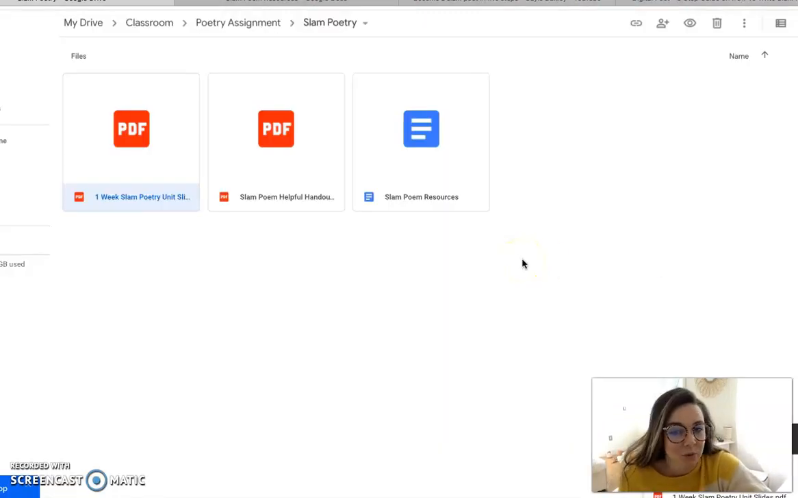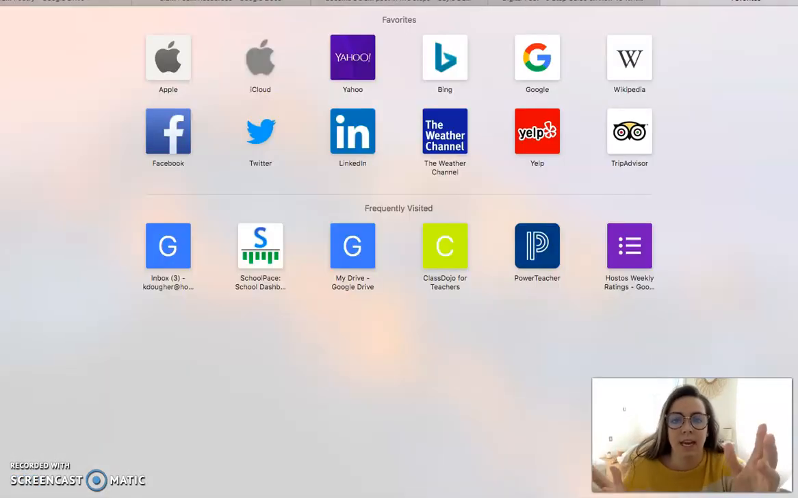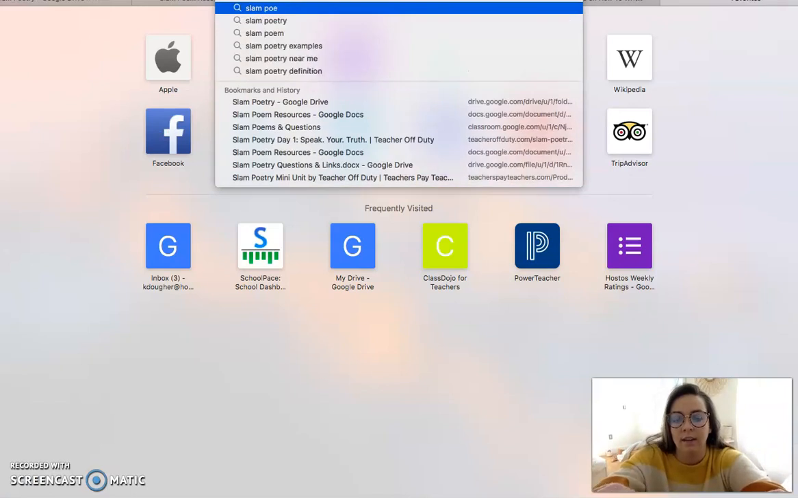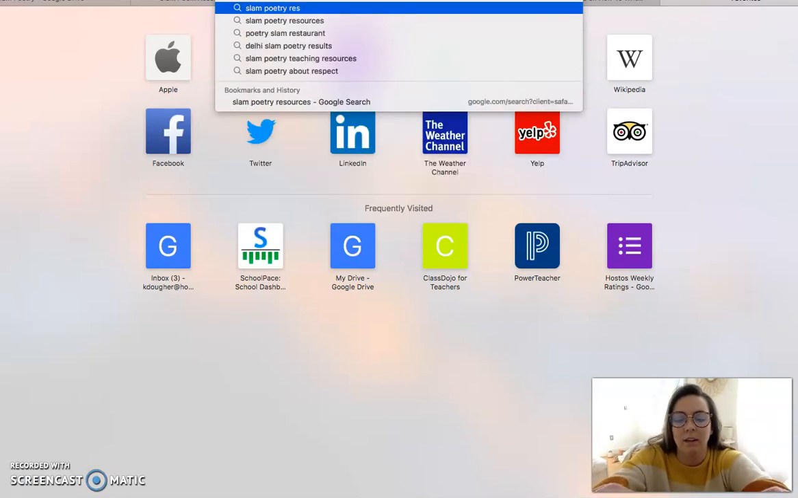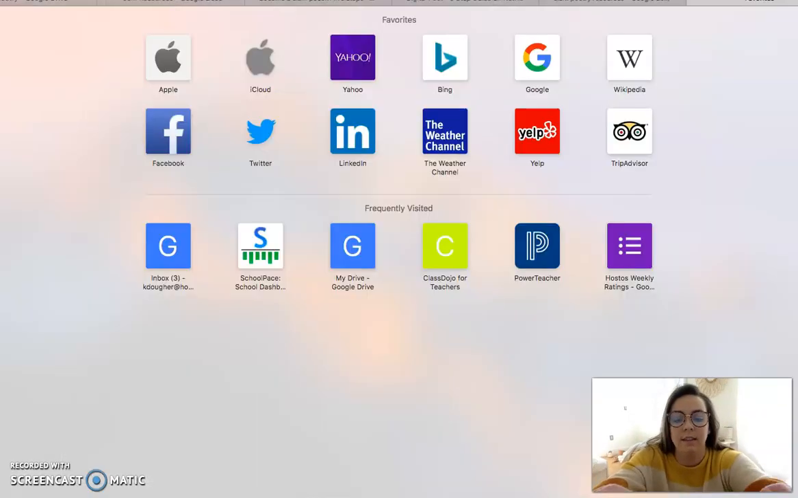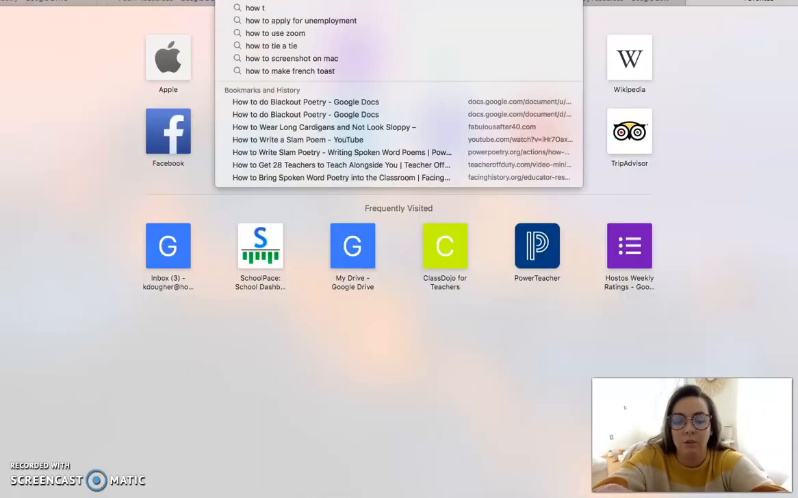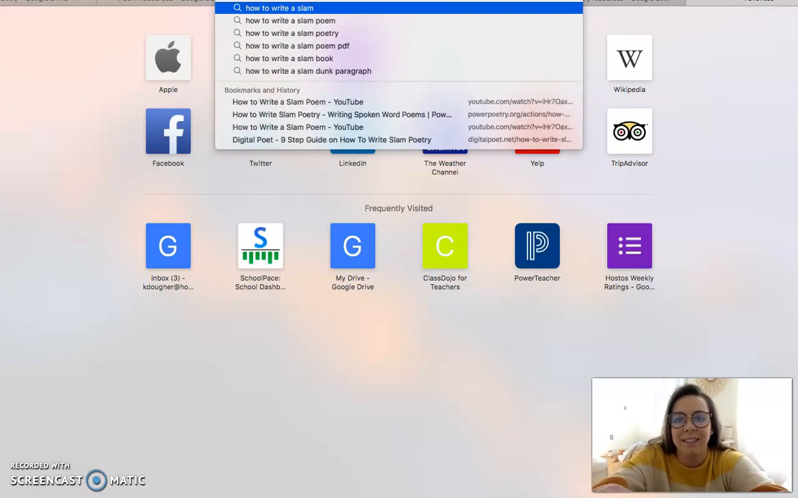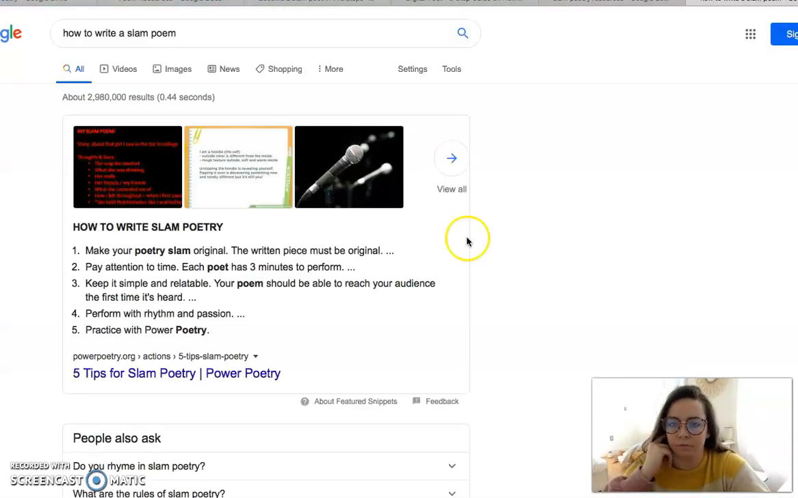So those are the resources that I have for you. There are plenty more if you take it to Google and you just write slam poetry resources. You can use all of these if you want to figure out how to write a slam poem. Right, there's all these. So good luck.